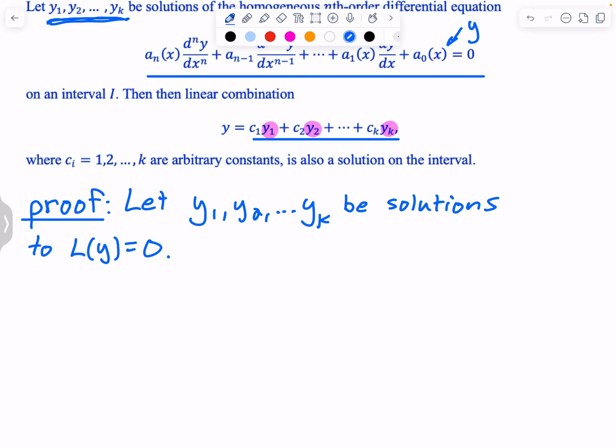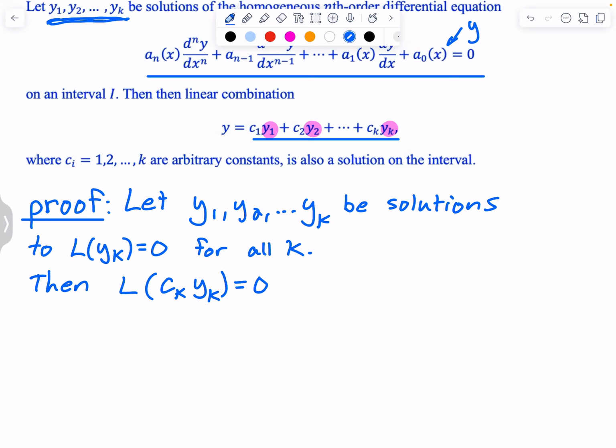All right, so we have that. Each one of those, and actually we should do it like this: L of y sub k equals 0 for all k, whatever k is, up through some number. If that's true, then we also have L of ck yk equals 0 for all k, where c sub k is a constant.